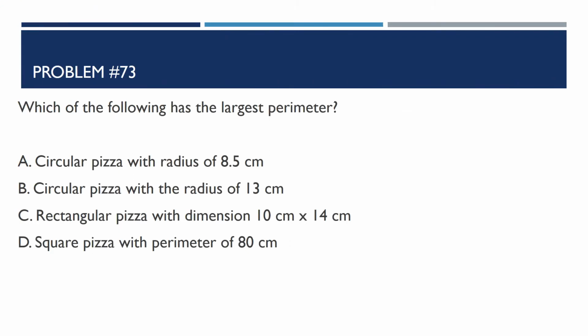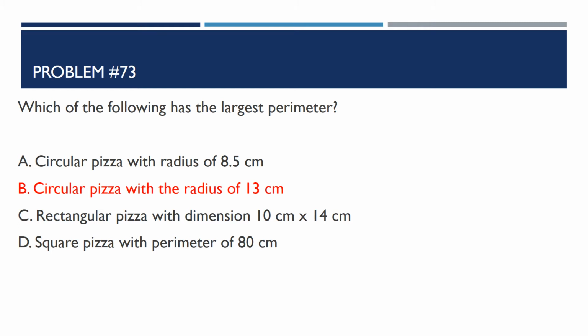Number 73. Which of the following has the largest perimeter? Let us know the answer. The answer for this is B. Why B? Let's look first at A. Circular pizza with radius. It's actually the same as B. They only differ in the radius. The radius for A is 8.5 centimeters. The radius for B is 13 centimeters. So obviously B is bigger than A, and A cannot be the largest.